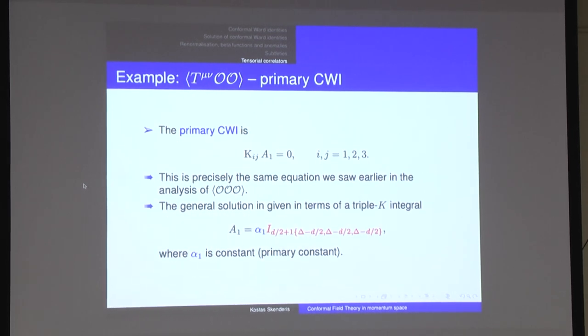So to go back to this example, we had one form factor, and if you use the Ward identities, you get exactly the same equation we had earlier for the scalar three-point functions. So this is exactly the same equation. That has a solution in terms of triple-K integrals. So then the solution, this A1, is a triple-K integral times a constant, which is the primary constant.